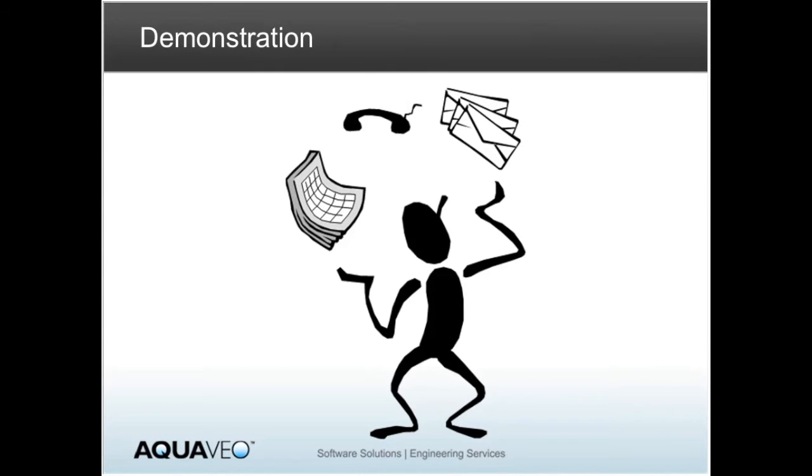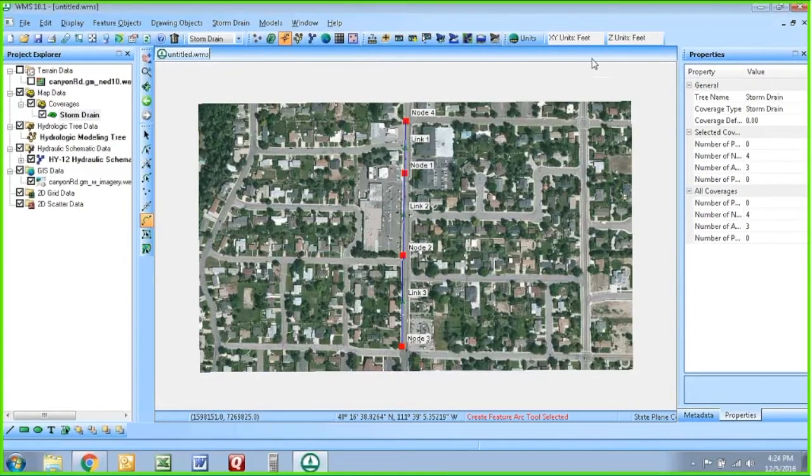I will now demonstrate how to define the project parameters in the WMS interface. So we'll go back to the WMS window. And if you remember, we finished by creating this schematic. To access the data in the schematic, I'll go to the hydraulic modeling module. And then when I'm in the hydraulic modeling module, I have this HY-12 menu.